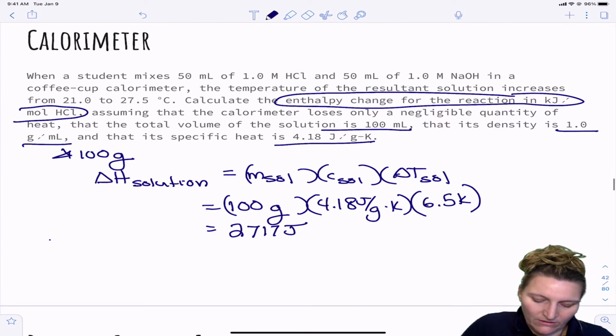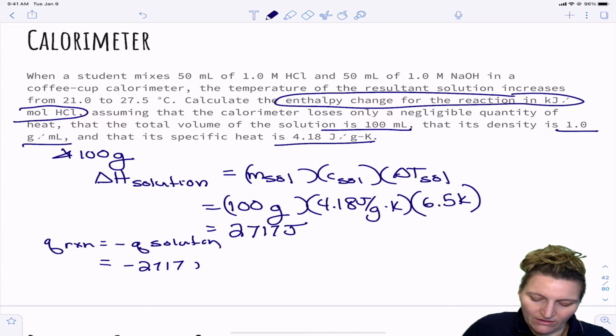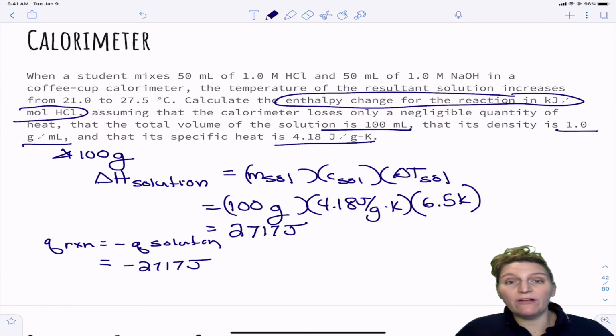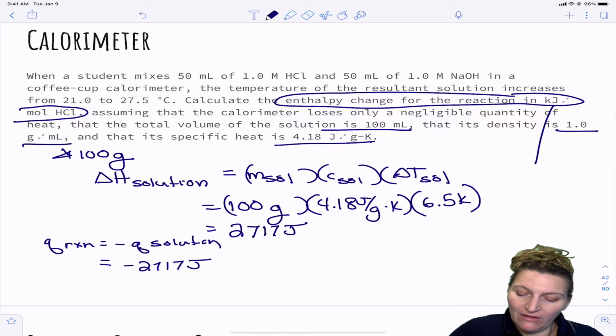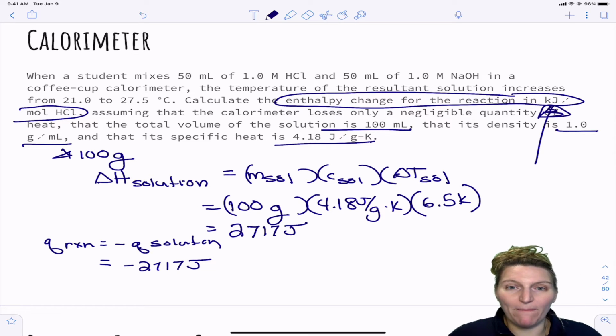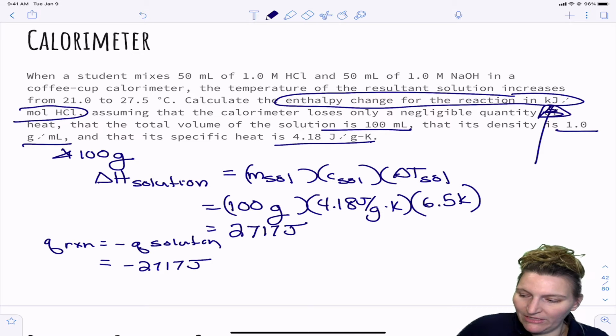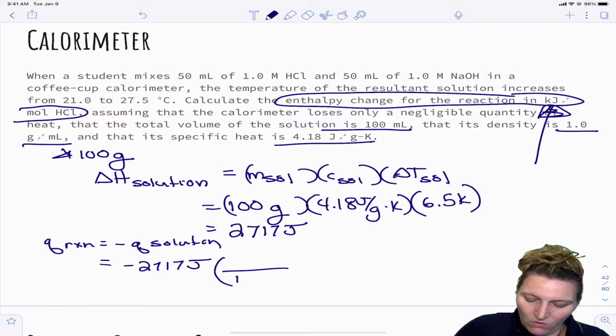And then, oh yes, of course, Q reaction equals negative the Q of the solution, or negative 2717 joules. If that's the amount of energy that the surroundings gained, then that must be the amount of energy that the reaction lost. So that's where I'm starting from, but then I look at the unit that I want my answer in. It's in kilojoules per mole of HCl. So now I need to take this number here, and I need to convert it to kilojoules.